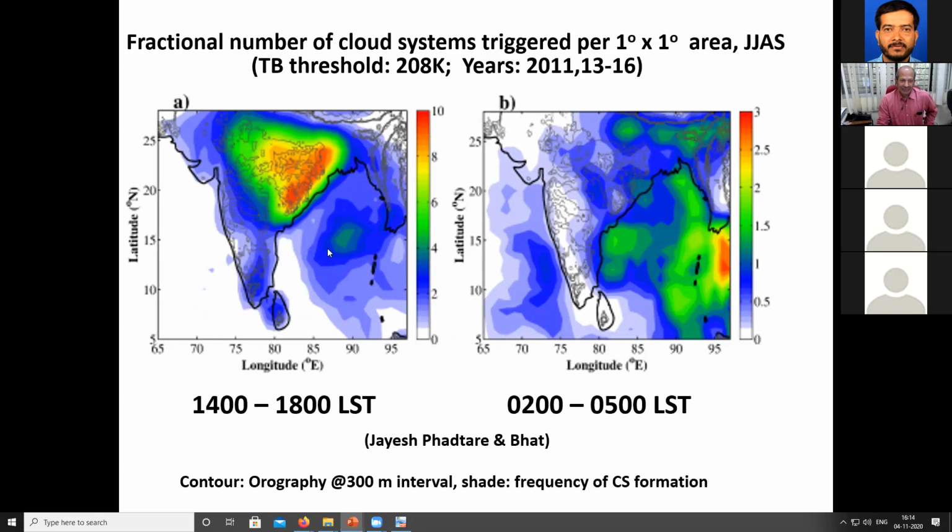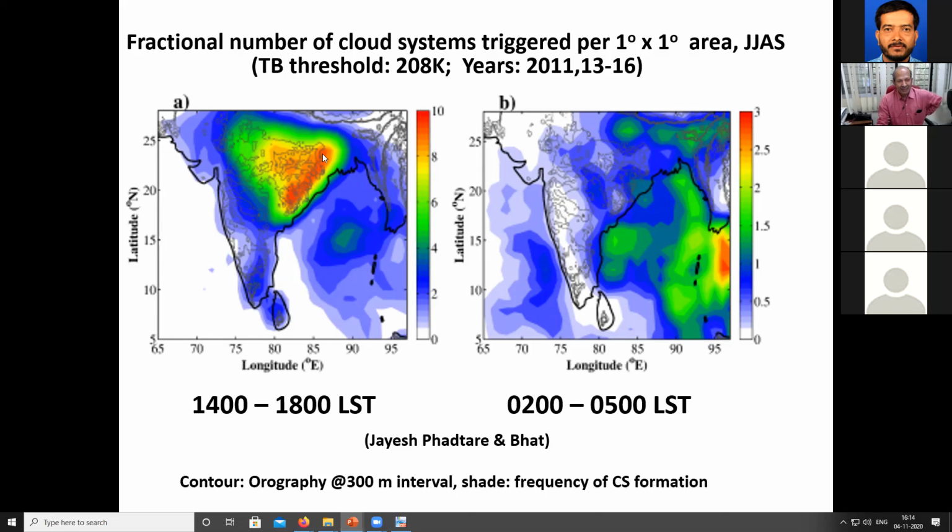Where you see this red patch is the region where more clouds form. In this figure, whatever the color shade is relates to the fractional number of systems triggered. A white patch means a very small number is triggered, and red means more are triggered. There are also some contours or lines here. They correspond to orography plotted at 300-meter intervals.